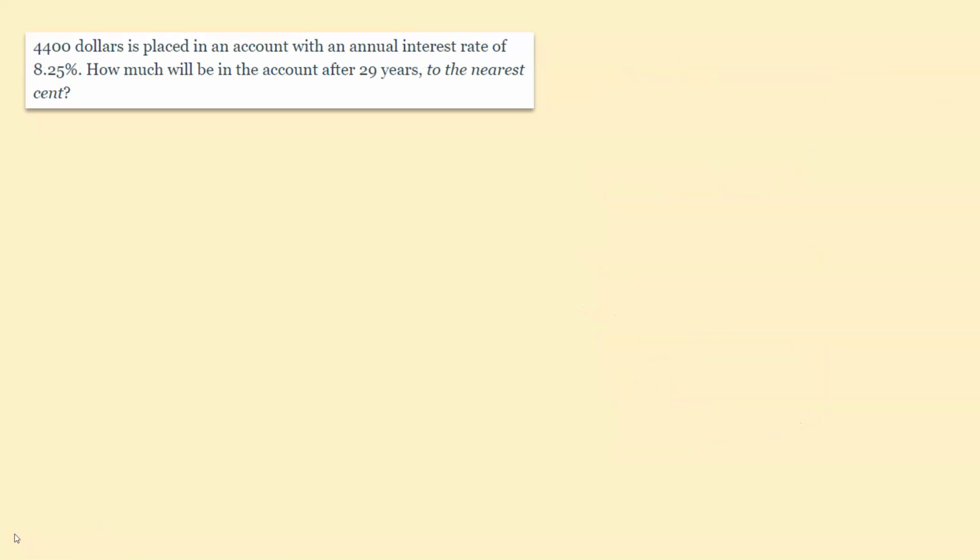Let's go ahead and look at this next example. $4,400 is placed into an account with an interest rate, so notice it says right here, of 8.25%. How much will be in the account after 29 years to the nearest cent? Once again, we're going to start with our generic form. We know that the a value has to be the initial value, so that's 4,400. And then once again, our b value is given to us as a rate.